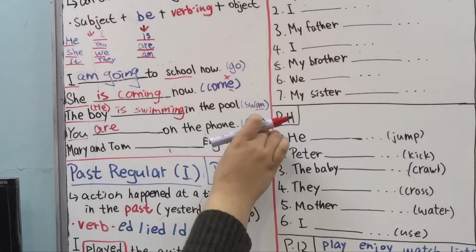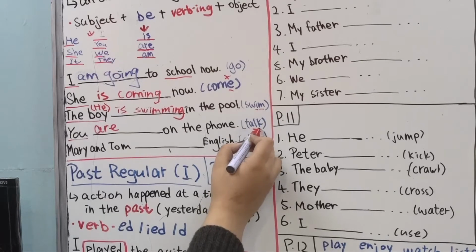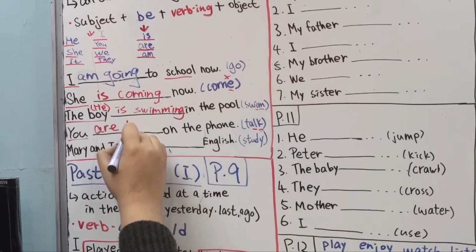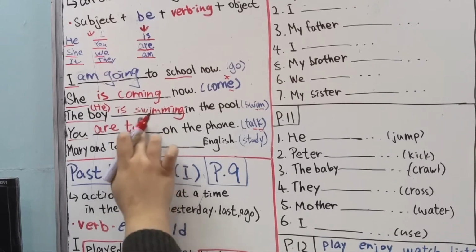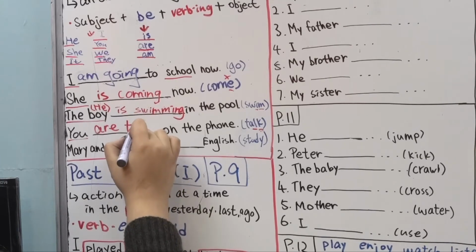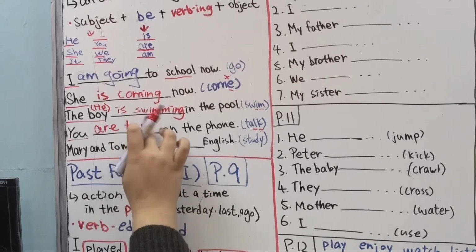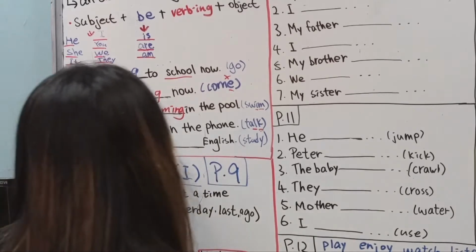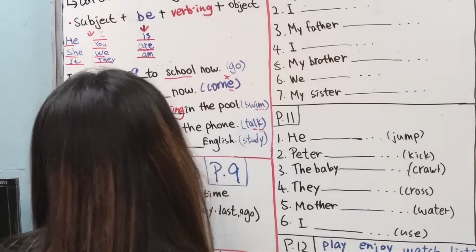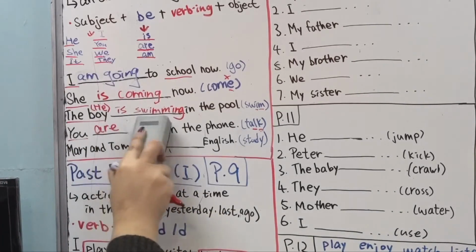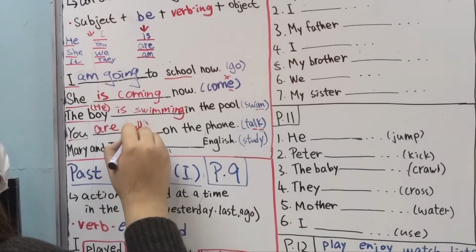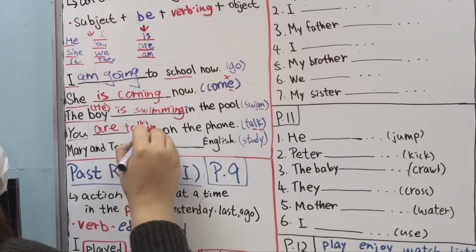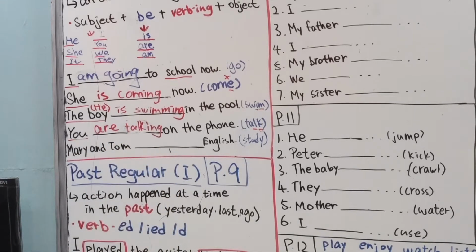Okay, now let's look at this. Nothing special, right? So we just add normal ing. You are, you are talking on the phone. Talking. You are talking on the phone.